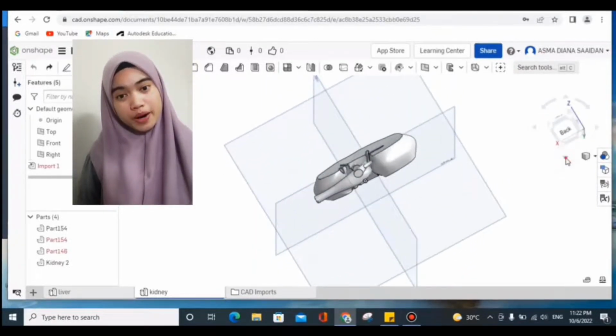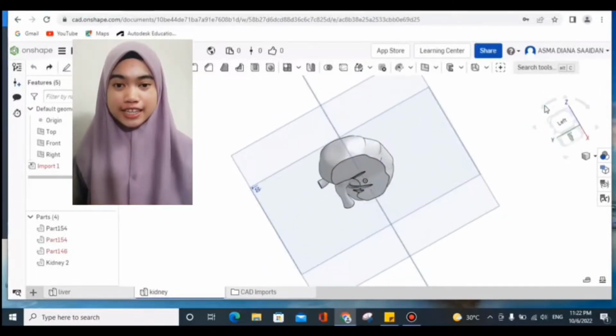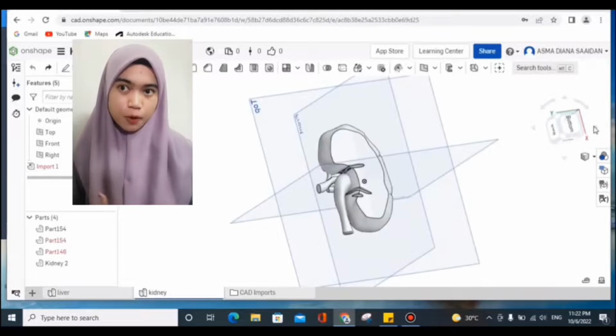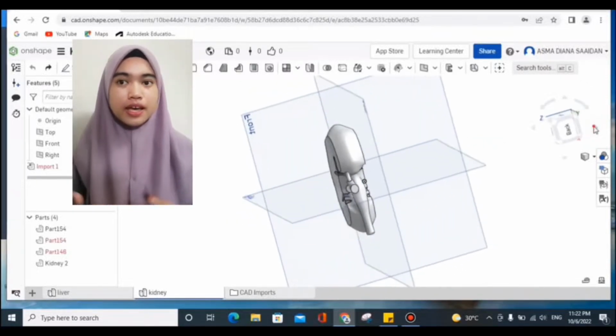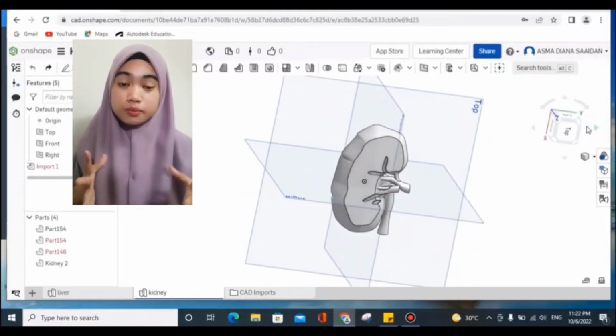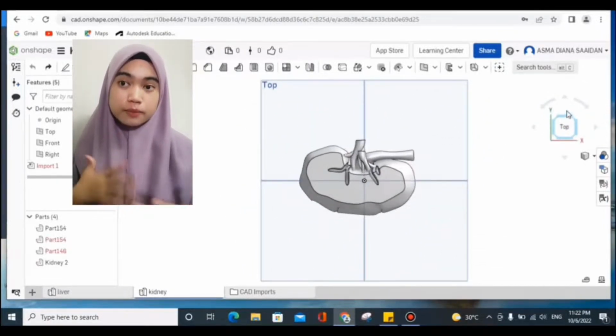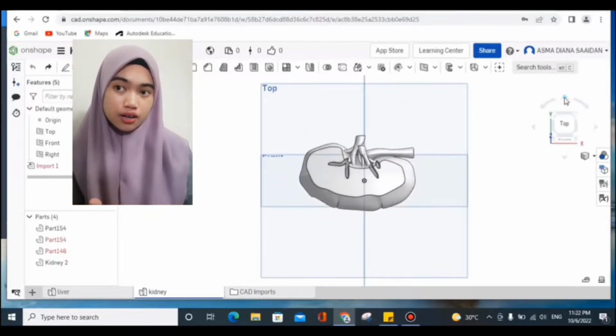Okay, so for my part, I will explain about the kidney. So what is the kidney? The kidney is a tube-shaped organ in the renal system. They help the body to pass waste as urine, and they also filter blood before sending it back to the heart.